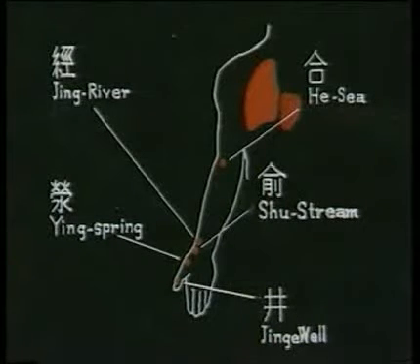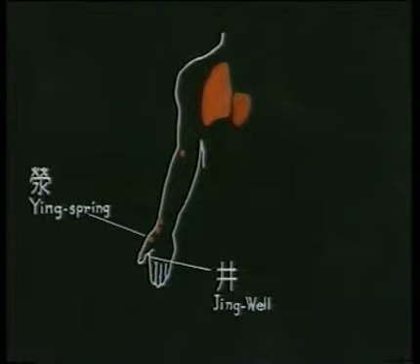The theory of the 5 shu points is derived from clinical practice, and it can be explained by the theory of root and branch. Clinical application of the 5 shu points should be in accordance with the characteristics of climate and seasons. In spring and summer, shallow acupuncture on Jing-Ying points is applied, while in autumn and winter, deep acupuncture on Jing-He points is preferred.